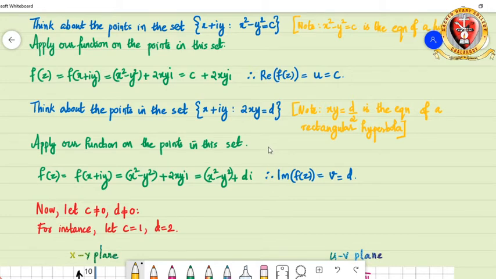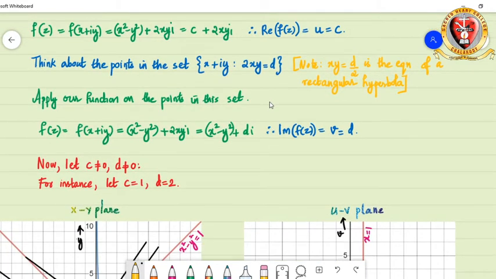And suppose we are thinking about the points in the set of complex numbers x plus iy, where 2xy is equal to some real number d. Here also you note that 2xy is equal to d, or xy is equal to d by 2, is the equation of a rectangular hyperbola. So you are applying our function f of z is equal to z square on this set of points. So you get f of z is equal to x square minus y square plus, instead of 2xy, the points satisfy 2xy is equal to d, so you can substitute it with d.